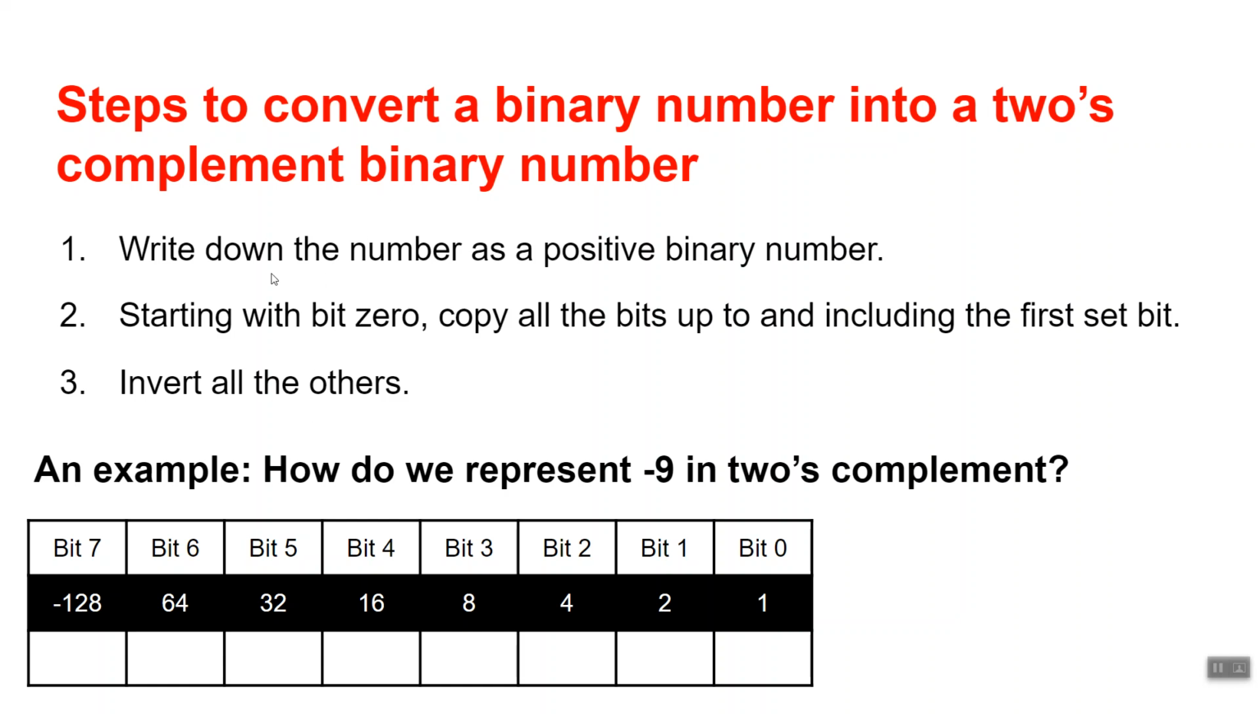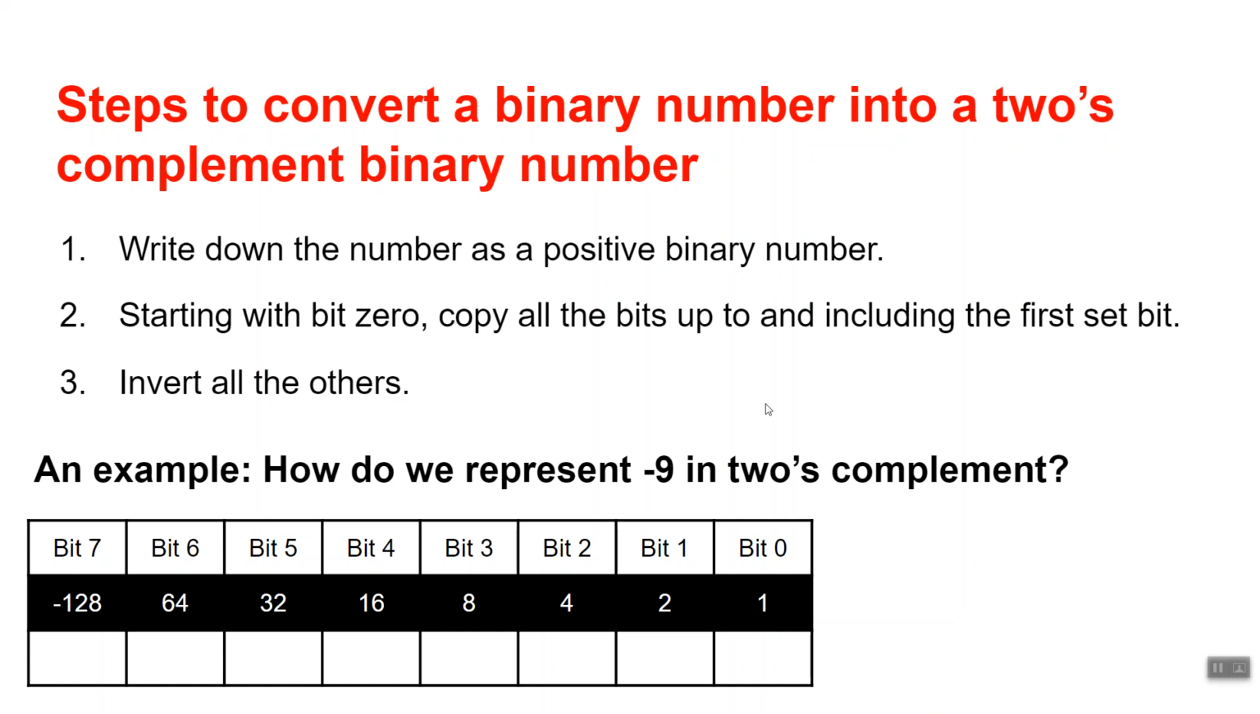So the first thing we do is we start with whichever number we're working with as a positive binary number. In fact, what this should say at the top is convert a decimal number into a 2's complement binary number, not a binary number. So if we were taking, in this example, minus 9, the first thing we would do is write this down as a positive binary number. So we'd end up with 9 in binary.